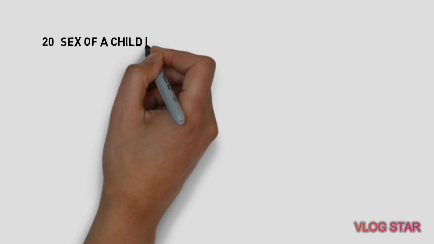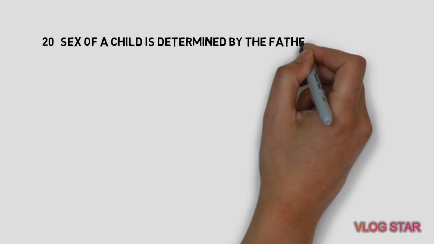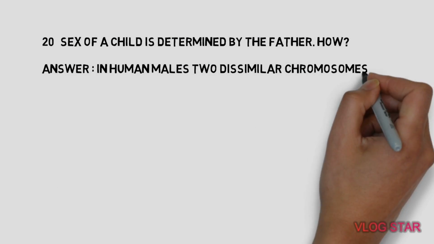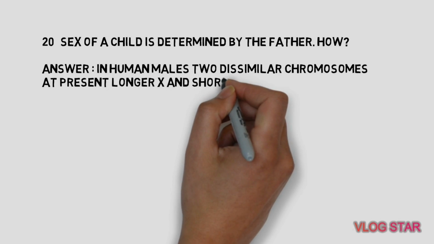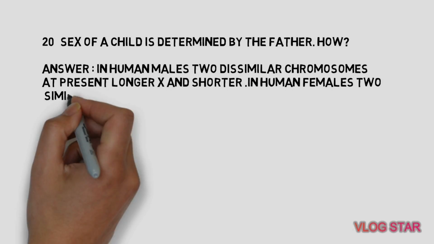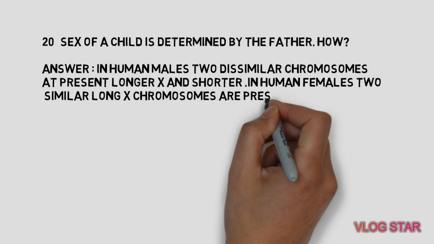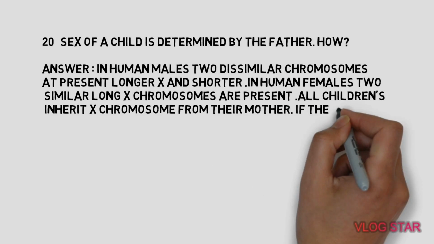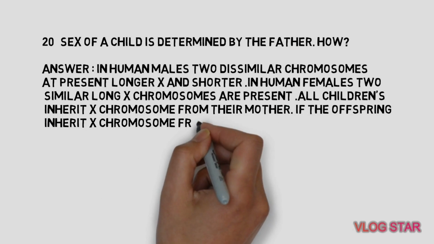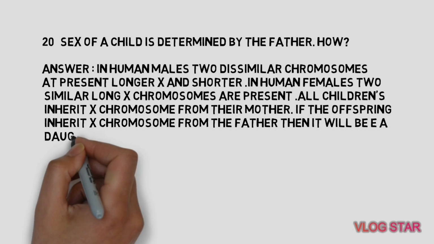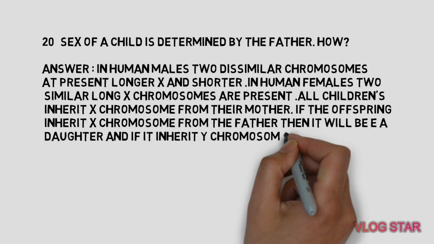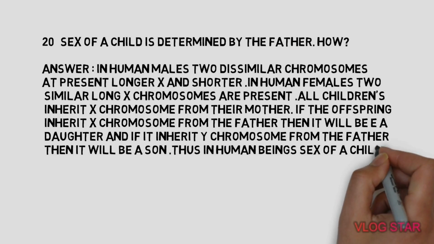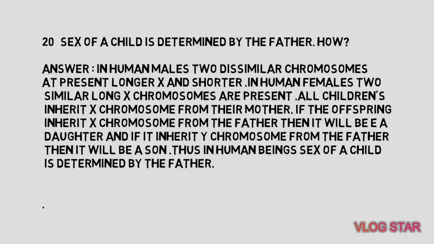20. Sex of a child is determined by the father. How? Answer: in human males 2 dissimilar chromosomes are present, a longer X and a shorter Y. In human females 2 similar long X chromosomes are present. All children inherit X chromosome from their mother. If the offspring inherits X chromosome from the father, then it will be a daughter, and if it inherits Y chromosome from the father, then it will be a son. Thus in human beings sex of a child is determined by the father.